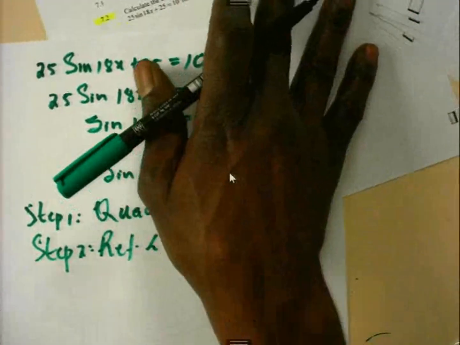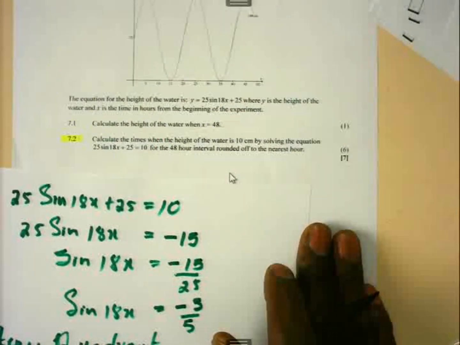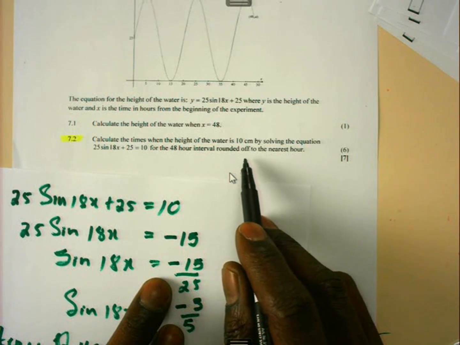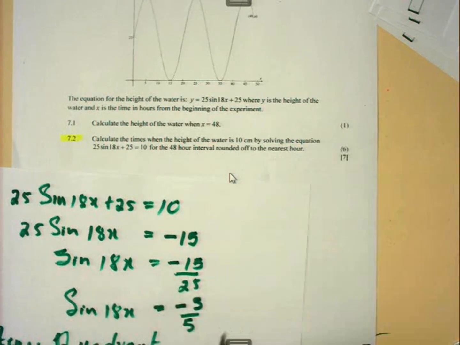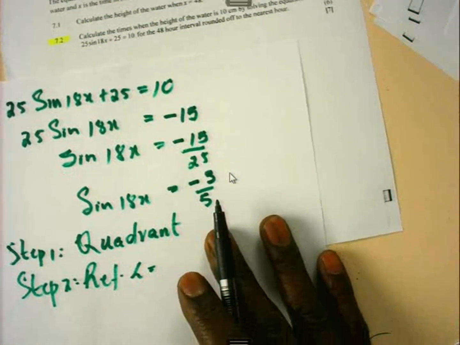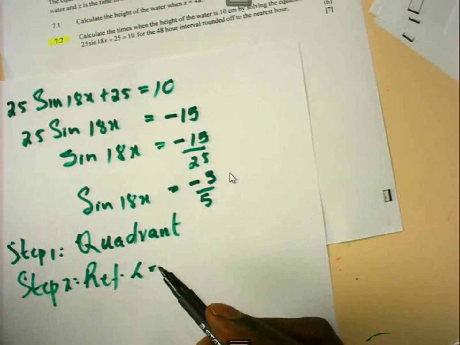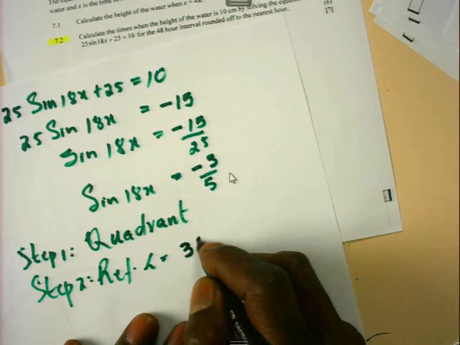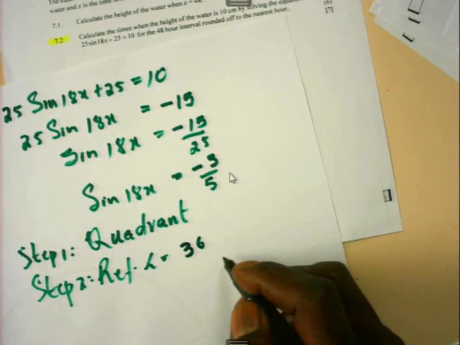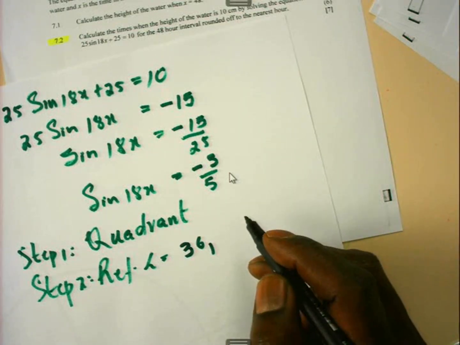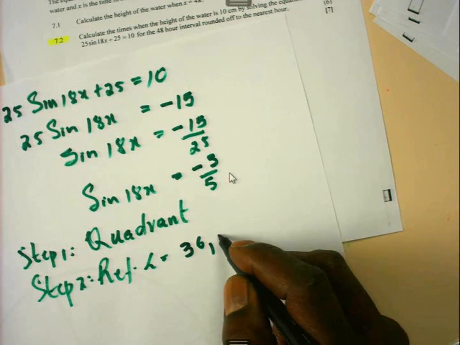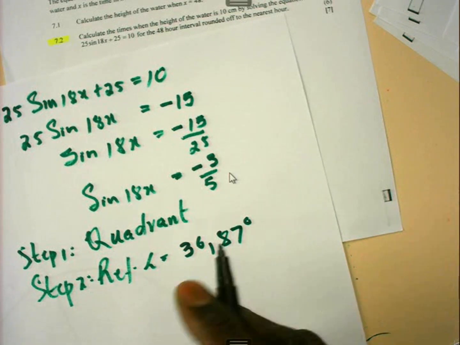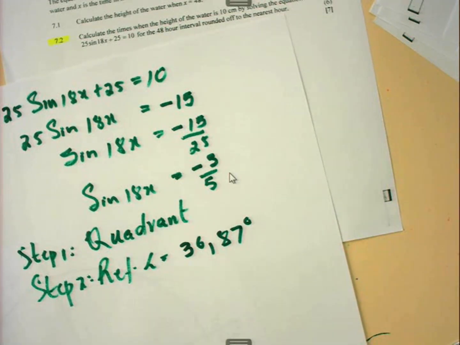Now I must listen to the question very carefully. They said I must round off my answer to the nearest hour. Okay, we are not yet there. We can now write that as 36,887. Let's round it off to the nearest 2 decimals: 36,87.